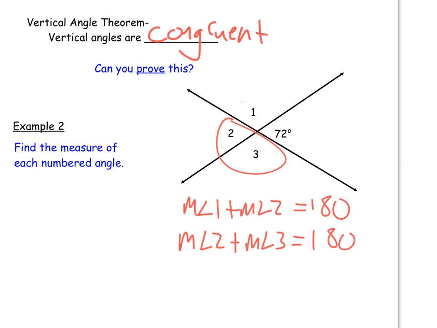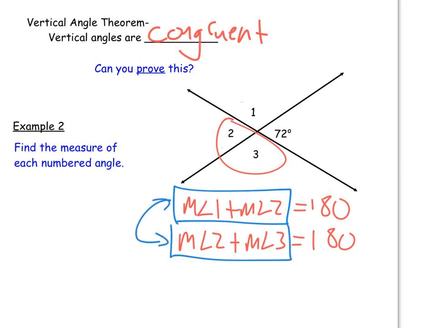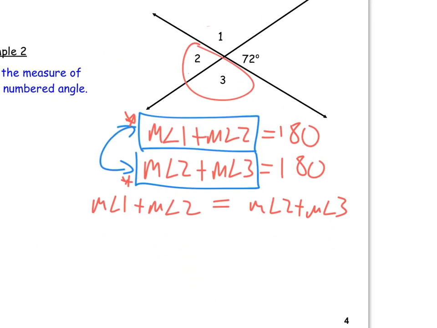And since these both equal 180, we're going to get a little tricky here. 1 plus 2 makes 180, and 2 plus 3 makes 180. So these two things, 1 plus 2 and 2 plus 3, have to equal each other. We're going to put these together: measure of angle 1 plus the measure of angle 2, that's this first box up here, and measure of angle 2 plus the measure of angle 3, that's the second box here. We know that those are the same things, so they're equal to each other. I don't know what the measures are, but I know those pairs are equal.